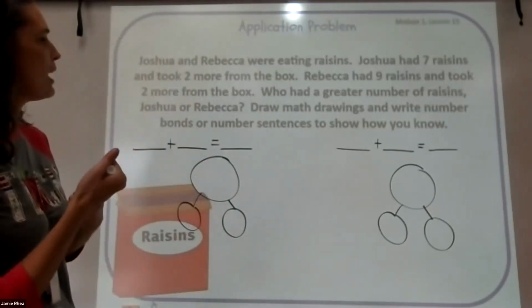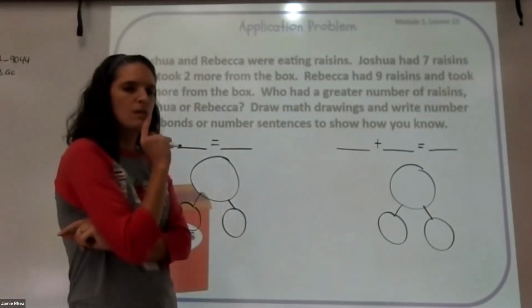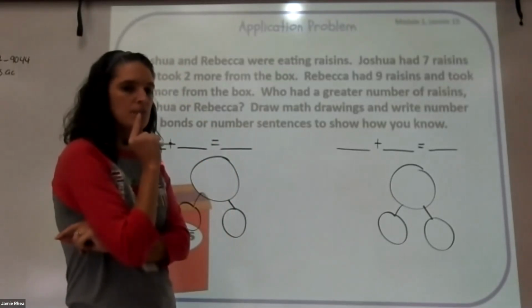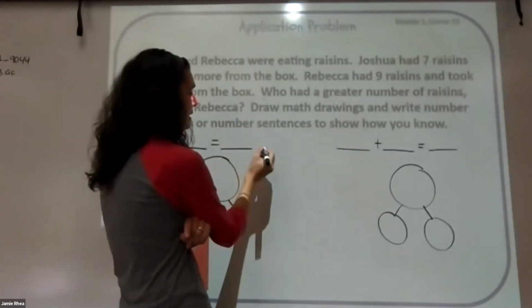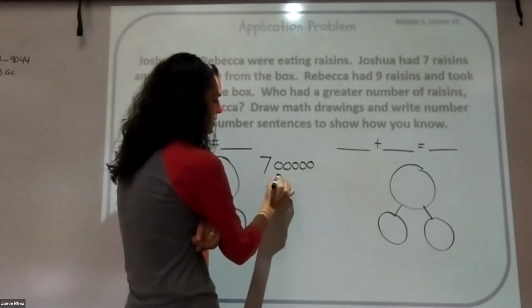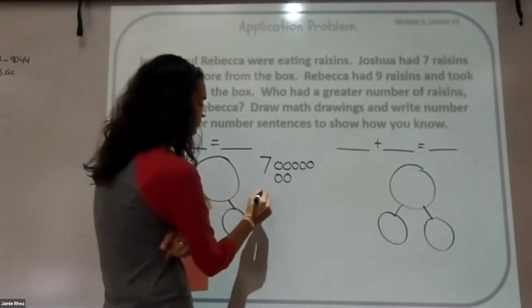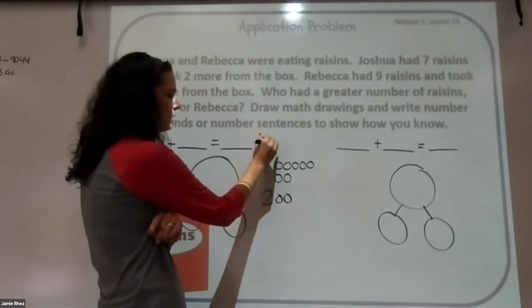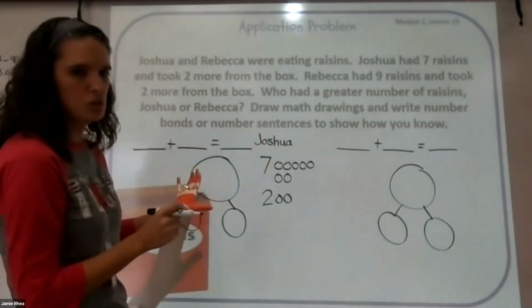Joshua had 7 raisins and took 2 more from the box. What information is important in that sentence? Right, Joshua had raisins. Let's put a 7. Draw it out. 1, 2, 3, 4, 5, 6, 7. How many did he take? 2 more. And I'm going to put Joshua above it. That way it helps me know that this side is all for Joshua.